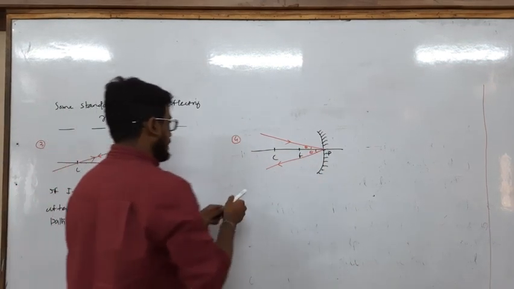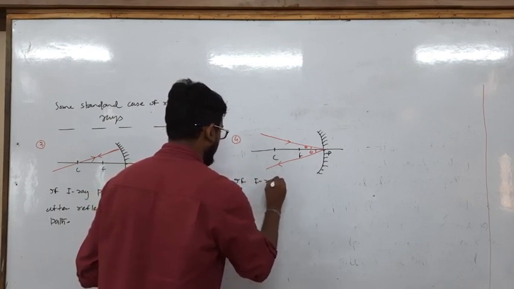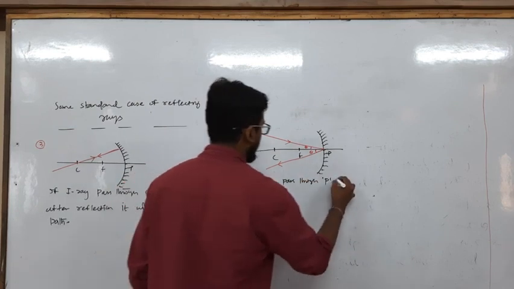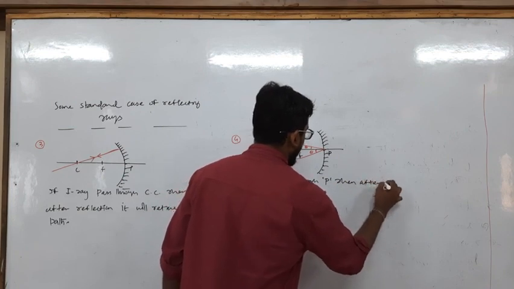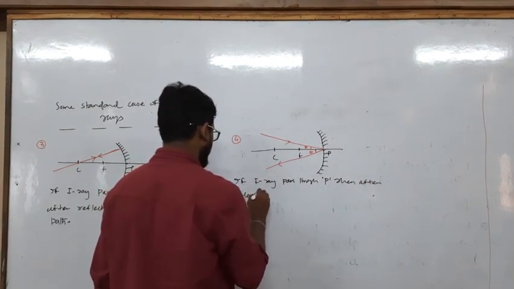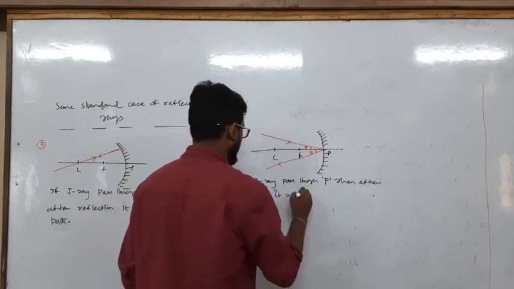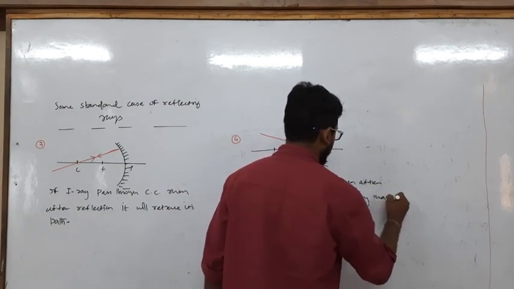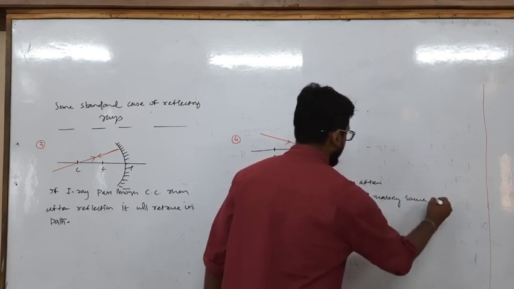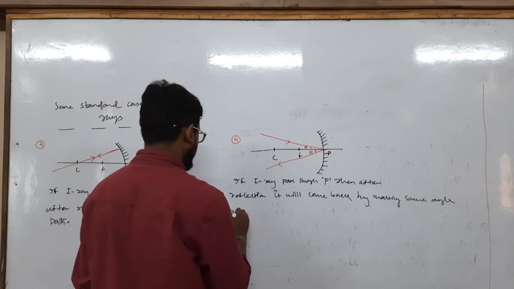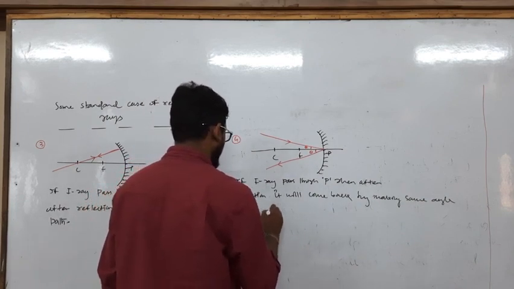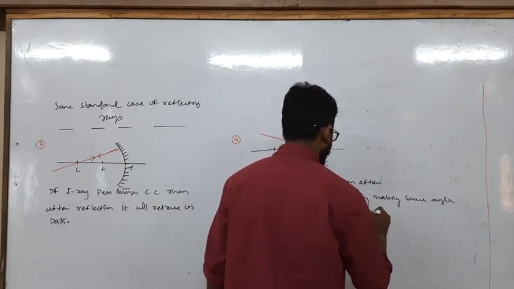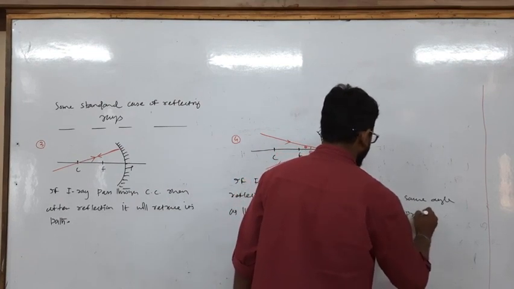So if the incident ray hits the pole, then after reflection it will come back making the same angle as that which the incident ray makes with the principal axis.